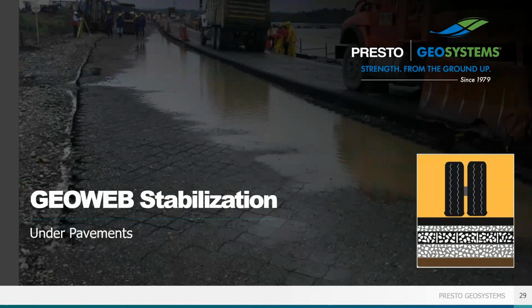The GeoWeb 3D system is beneficial under hard pavements, including asphalt, reinforced concrete, and roller compacted concrete, especially in areas with soft subgrades and/or drainage issues. Now on to some technique tips for those types of installs under pavements and with large-scale projects.